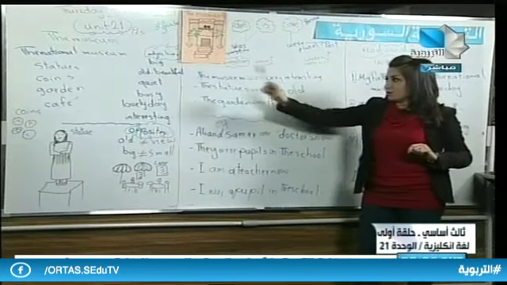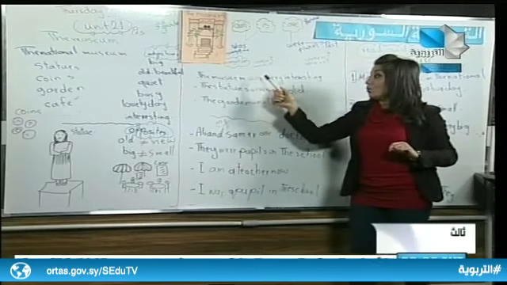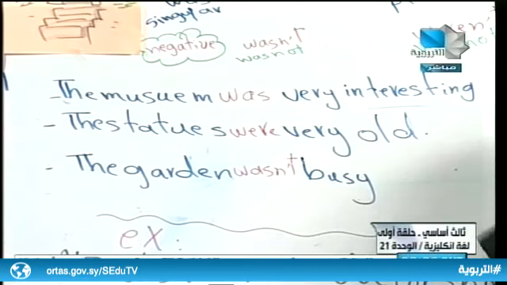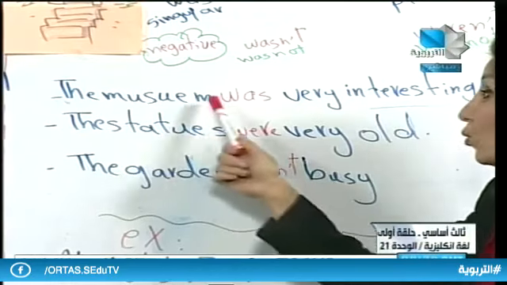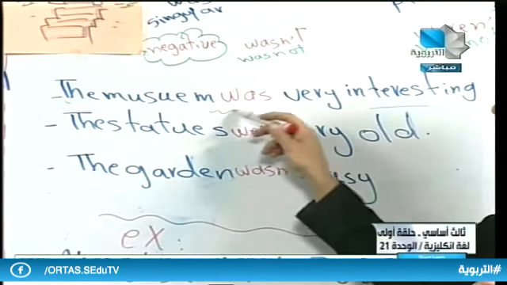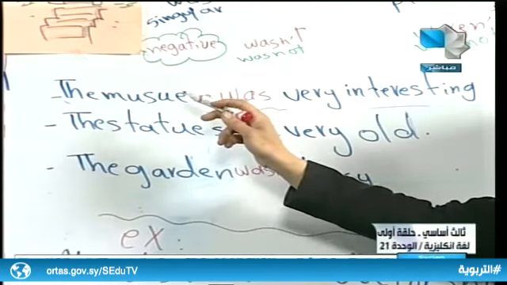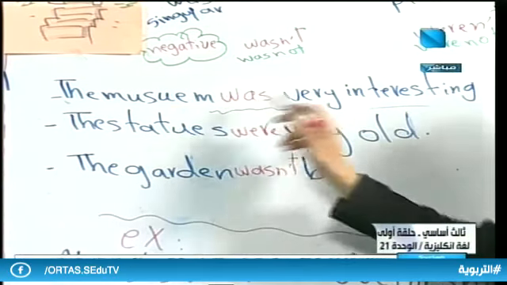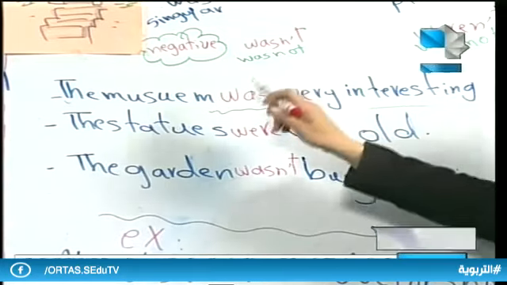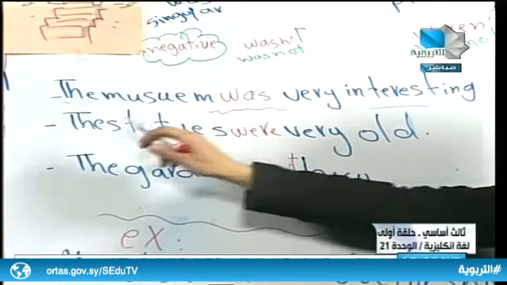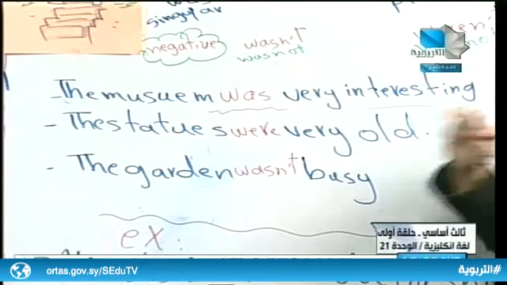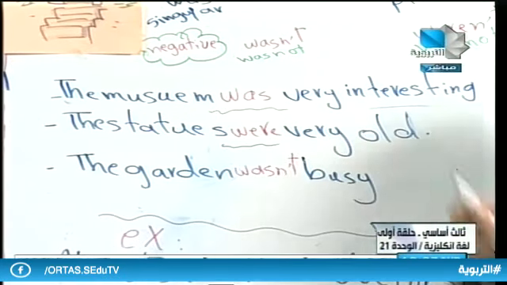Look, please pay attention. The museum was very interesting. The museum is singular. The museum, singular, was very interesting. I can't say were because it's singular. The statues, more than one. The statues were very old.